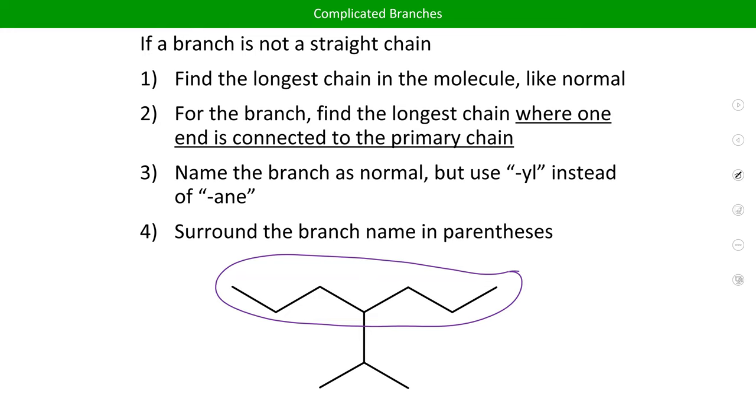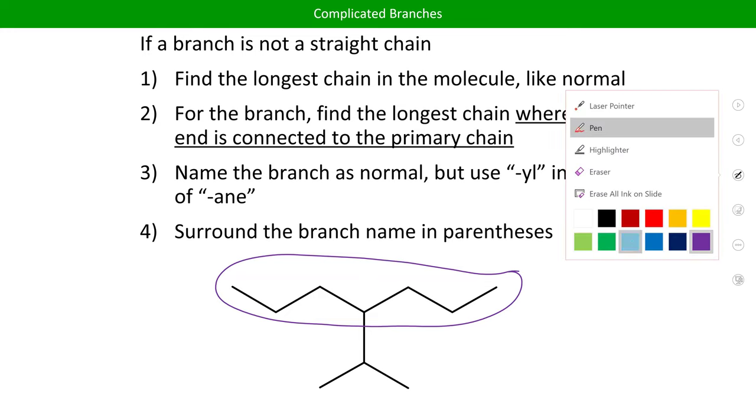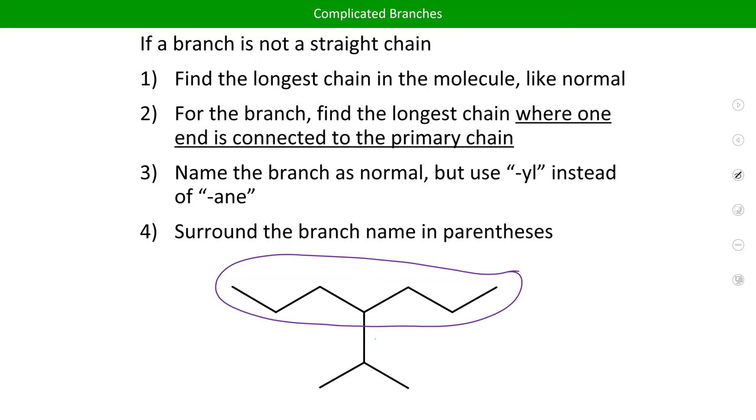Or here. So if that's the case, that means our branch itself has a branch. We think about it as the carbon that's directly attached to the parent molecule is carbon 1 of the branch. So we have to start counting here. And we say, okay, well, that's a 2-carbon branch that also has a methyl group attached to the branch itself. The methyl group is not attached to the main molecule, the parent molecule, it's attached to the branch.